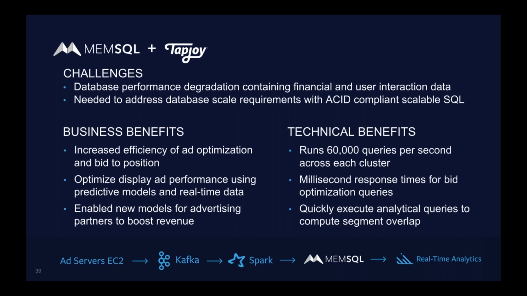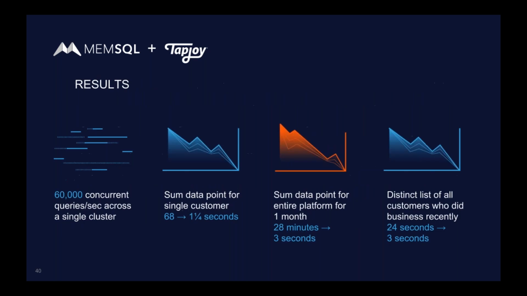And so just a couple of metrics about the scale of their architecture. They're running about 60,000 queries per second across their clusters. They're getting millisecond response time, which is very important in the mobile and online ad environment. And they can do this using a combination of Kafka and Spark. In this case, they're using Spark for some specific types of transformations and enrichment. And they are running on the Amazon platform.